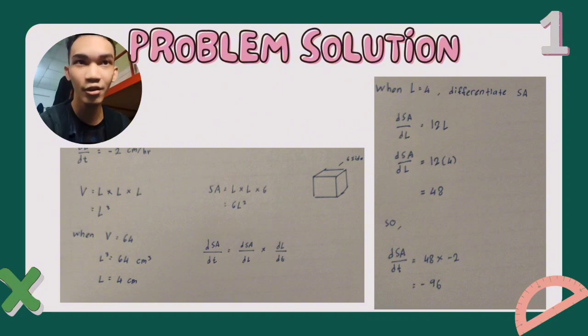So to find the rate of the surface area, which is dSA/dt, dSA/dt equals dSA/dL times dL/dt. By using all the work in the equation, dSA/dt equals 48 times -2, which is equal to negative 98. And let's move on to the next question.